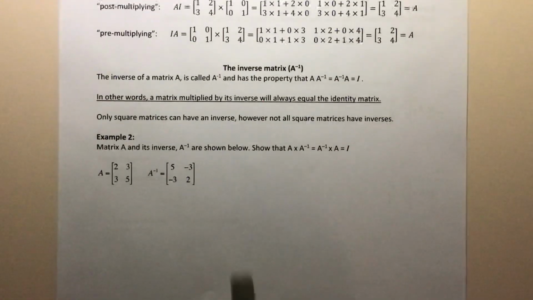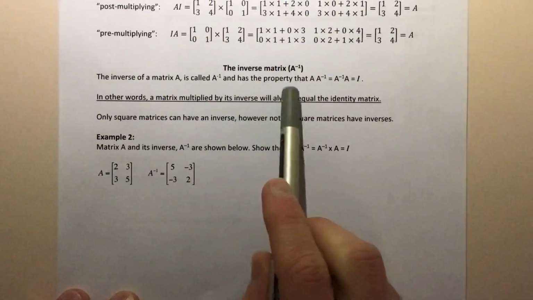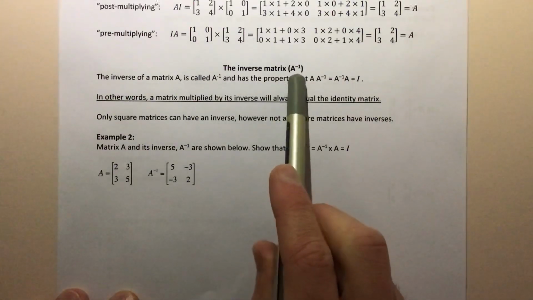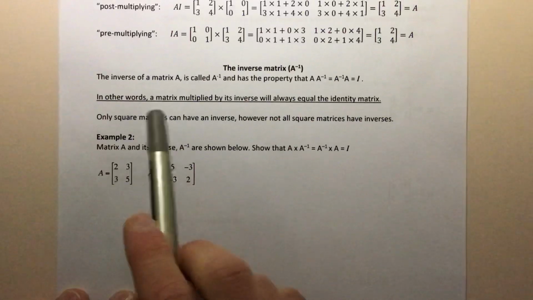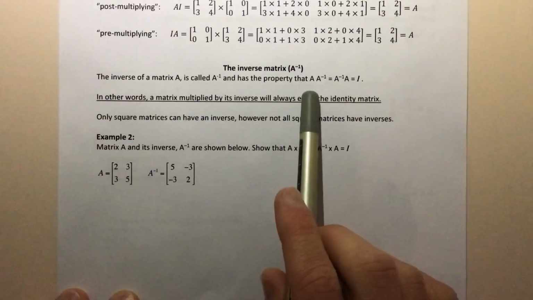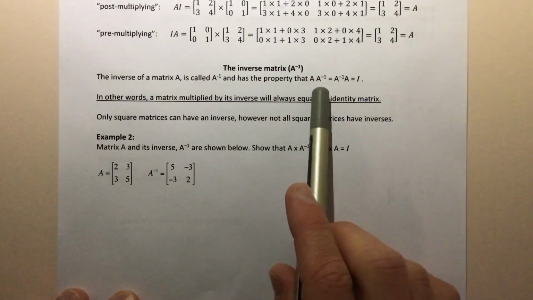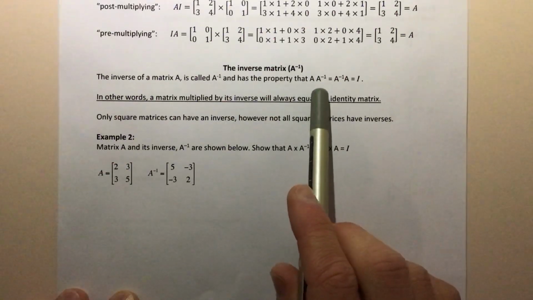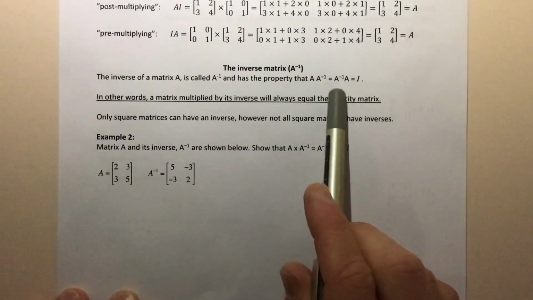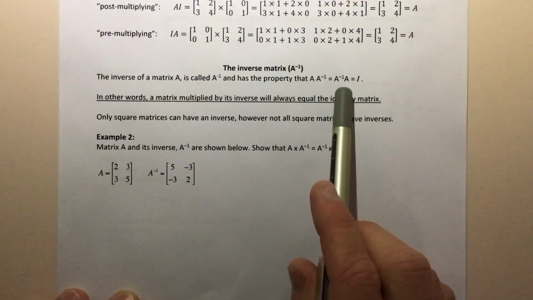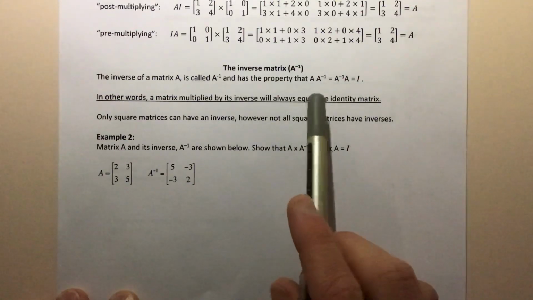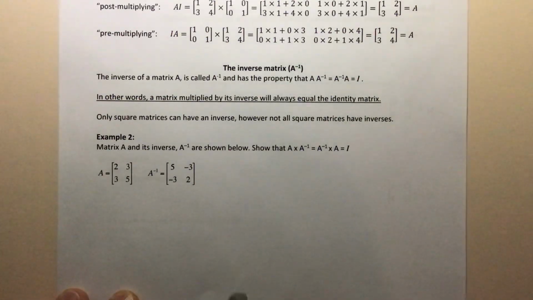Okay, the inverse matrix. If our original matrix was A, we would call the inverse matrix A to the power of -1. That's how we write it. The inverse of a matrix has the property that if you multiply a matrix by its own inverse, so A times A to the power of -1, or A times A inverse, whichever way around you do it, so if you did A inverse times A, you would get the identity matrix. In other words, if you multiply a matrix by its own inverse, it will equal the identity matrix. That's the definition of the inverse matrix.